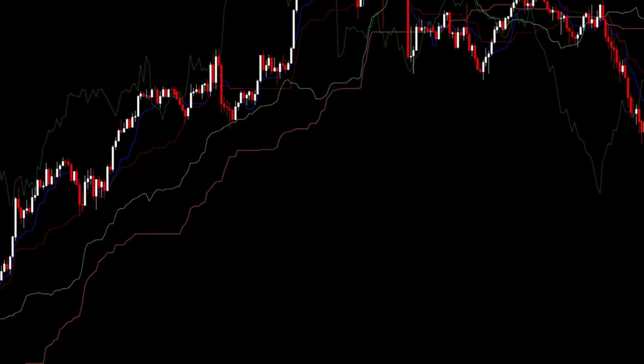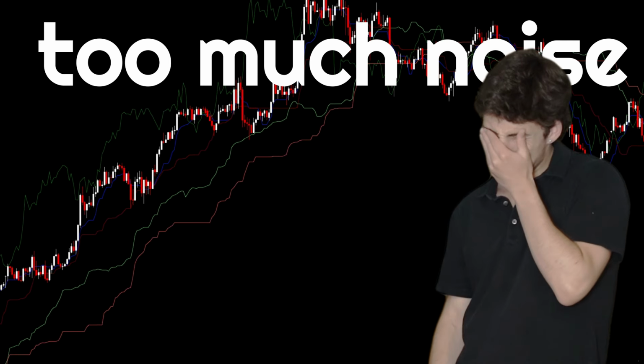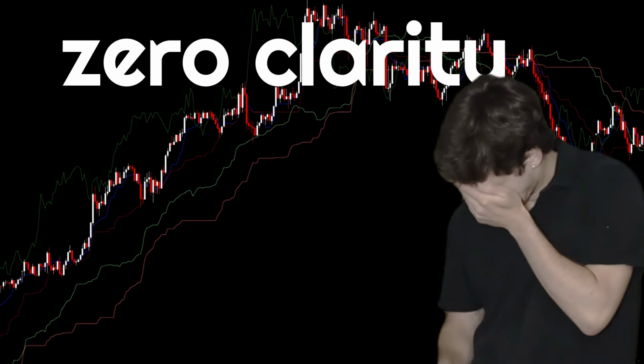The Ichimoku looks like someone spilled spaghetti on the chart. Too many lines, too much noise, zero clarity on what's happening with price. But watch closely, we're about to declutter it completely and make it easy to read.